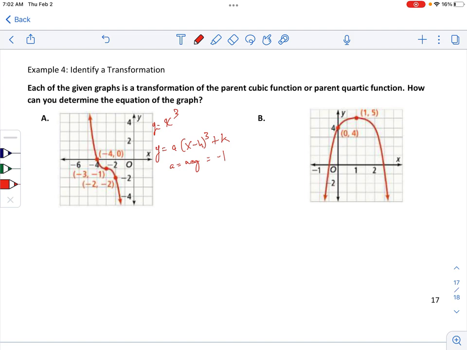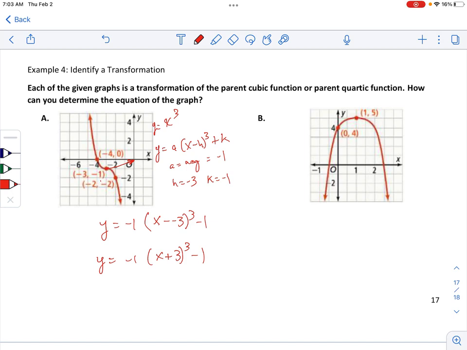Then when we look at our center point, for our vertex, if we were talking a parabola, it got moved. It started off here at 0, 0, and moved over here to -3, -1. So that means that h is -3 and k is -1. So if we write this out, y equals -1 times x minus -3 cubed minus 1, which would be y equals -1 times x plus 3 cubed minus 1.